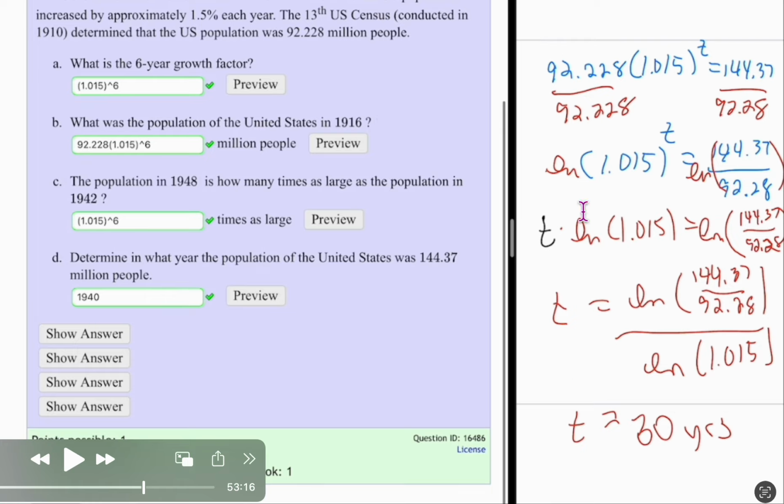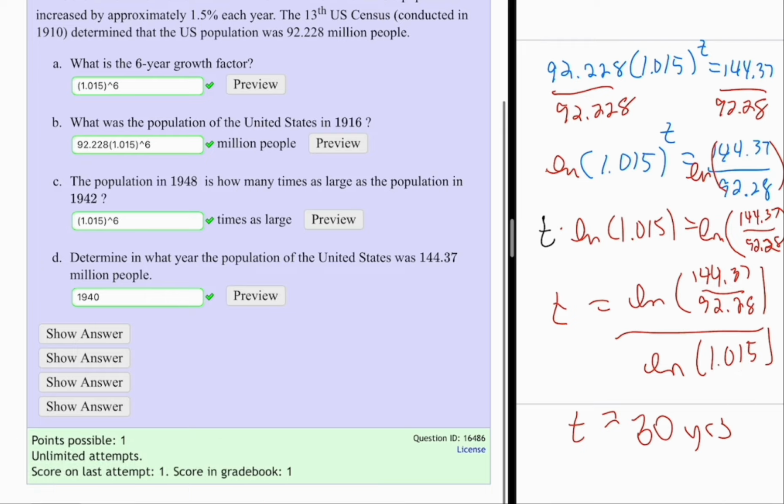So again, this is a very hard process, okay? It's always going to be the natural log of the final value, which in the formula was A, divided by the starting value, which in the formula was P, over the natural log of our base, or our 1 year growth factor. Okay, so that is the hardest part of this particular problem, part D. So I'll give you some time to get yours working, and if you have any questions, let me know.